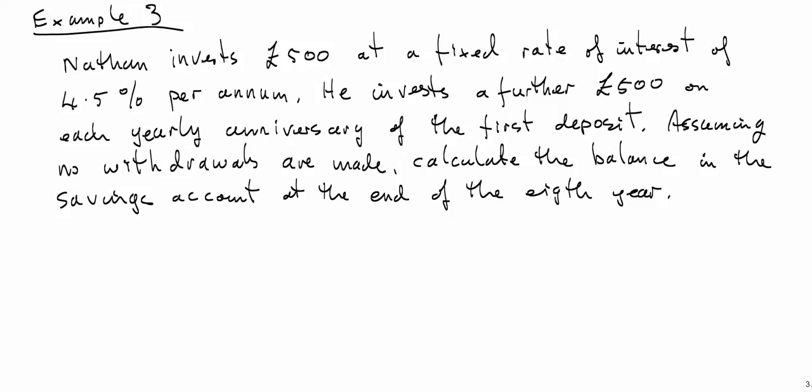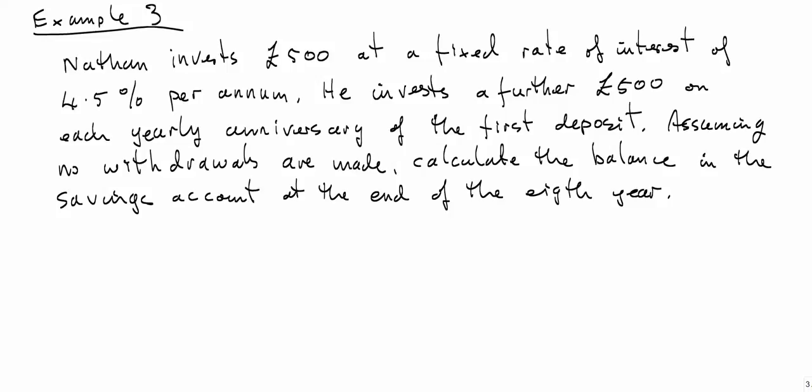Okay, the third example is what we call a real life problem. Now we had one of these when we were doing the sum of the arithmetic series in the previous video. This one here, let's read it. Nathan invests £500 at a fixed rate of interest of 4.5% per annum. Per annum means every year. He invests a further £500 on each yearly anniversary of the first deposit.